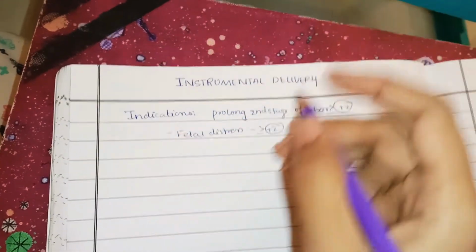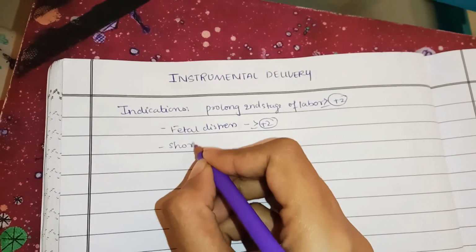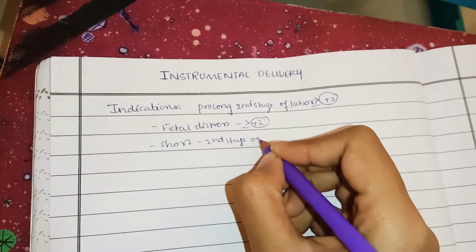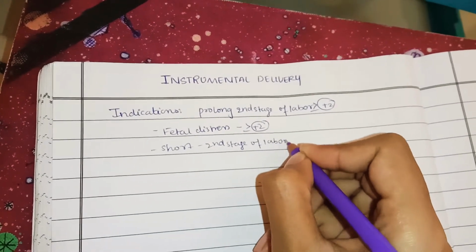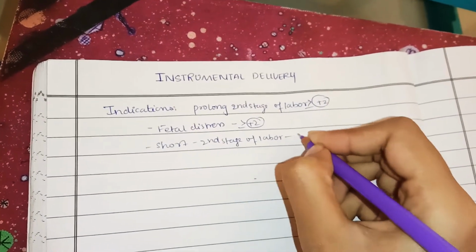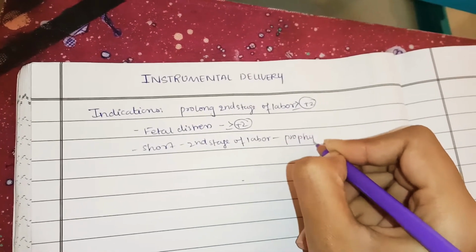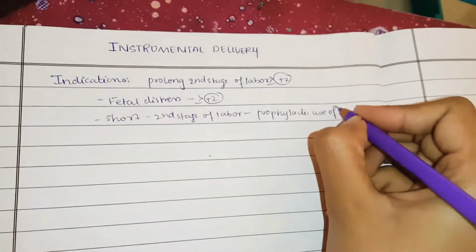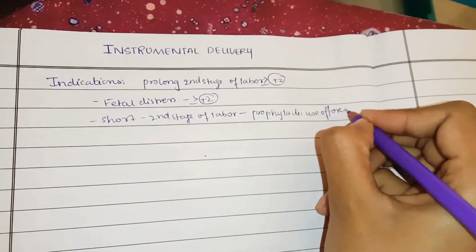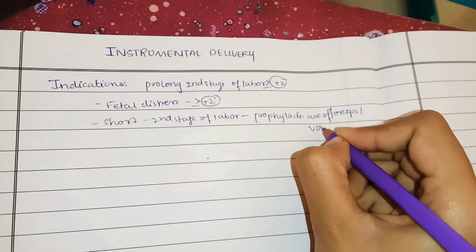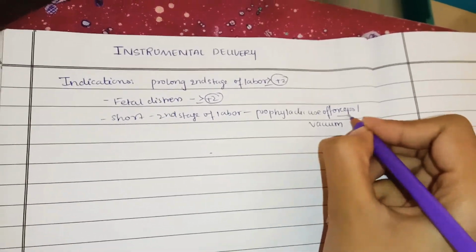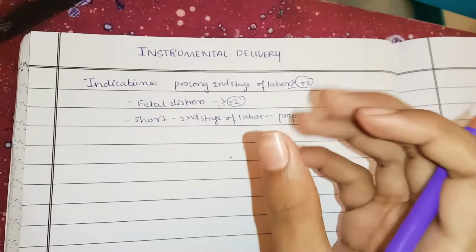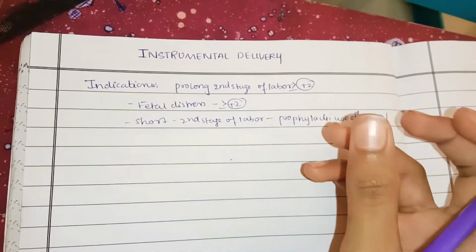And also, if you want to shorten the second stage of labor, in some cases you want to shorten the second stage of labor, then if you use instrumental delivery, it is called prophylactic use of forceps or vacuum. So you can use forceps or vacuum. Actually, forceps and vacuum are nothing but instrumental delivery. So if you want to cut short the second stage of labor, it is called prophylactic use.